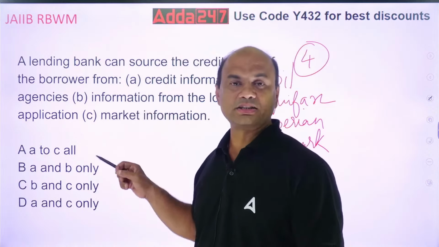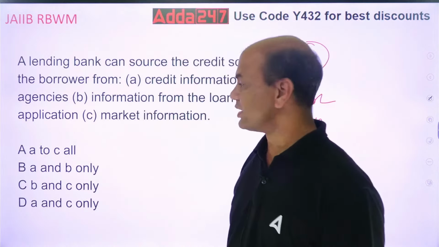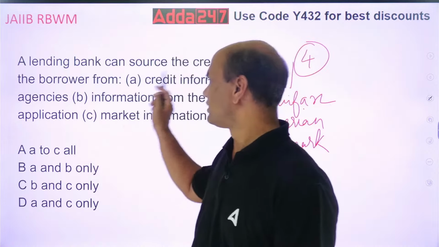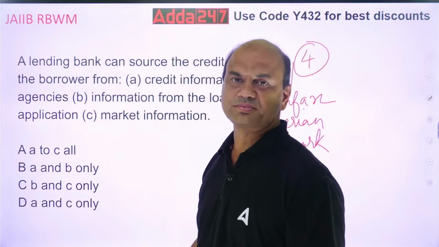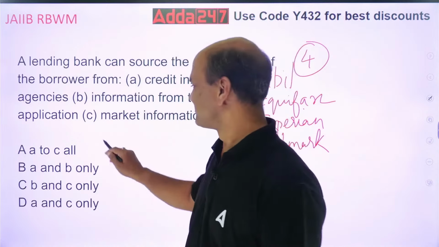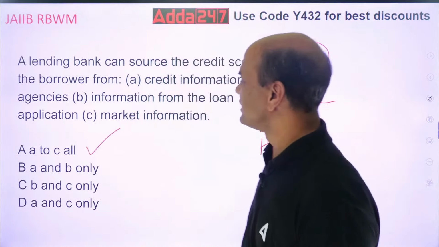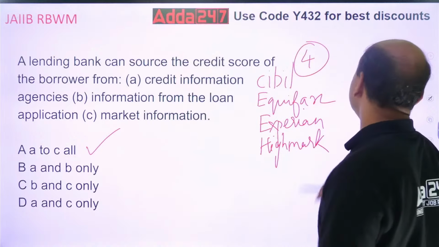So from where does this bank get the info? Does it get from A to C all, A and B only, B and C, A and C only? The answer is A to C all, correct? A to C all.